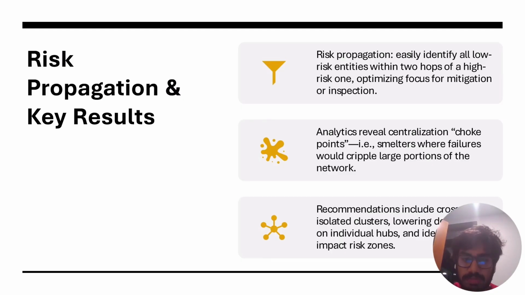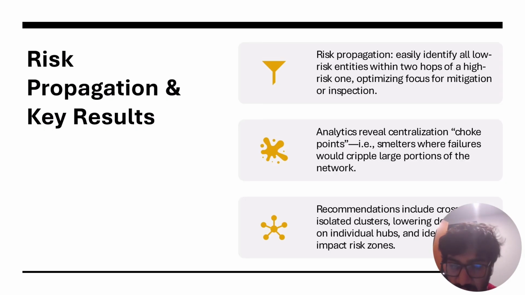Let us talk about risk propagation and the key results that we derive. Risk propagation is about understanding cascade effects. Our implementation can answer questions like, if this high risk supplier fails, which low risk entities within 2 hops can get affected? This is a multi-hop traversal query that is very difficult for relational databases, but for a graph-based database, it is very easy and trivial.